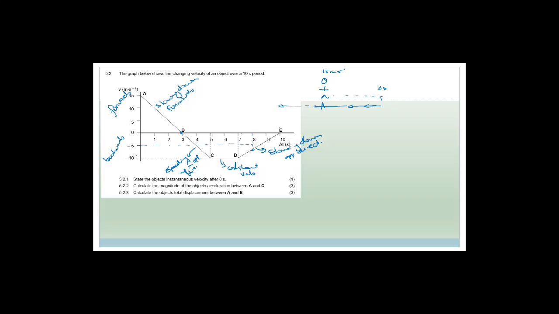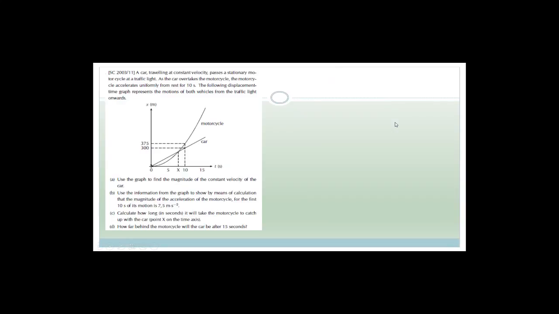It's about minus 7.5 meters per second, backwards in the opposite direction, right? Now it says calculate the magnitude of the object's acceleration between A and C. Now remember that acceleration is equal to delta V over delta T, change in velocity over change in time.